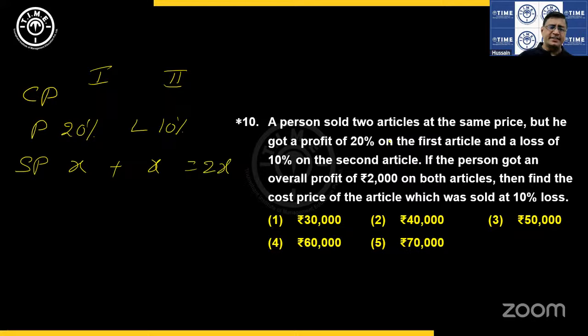Sold 2 articles at the same price means I'm assuming X as the value. Now, 20% profit means 120% of the value is equal to X. 120% is equal to X means 100% is equal to question mark. 100% is the cost price. Now, 100 into X by 120, that is 5 by 6 of X.